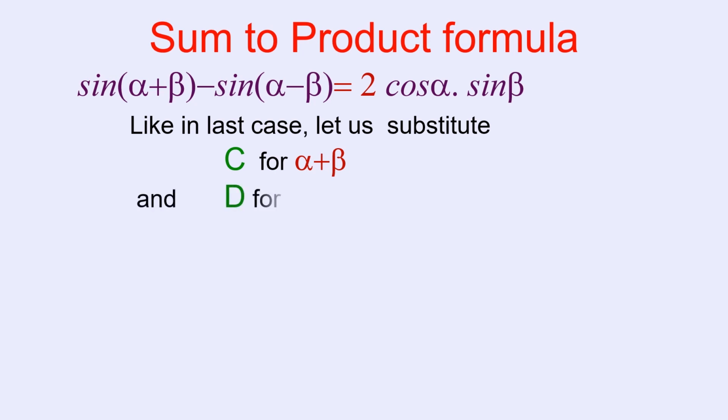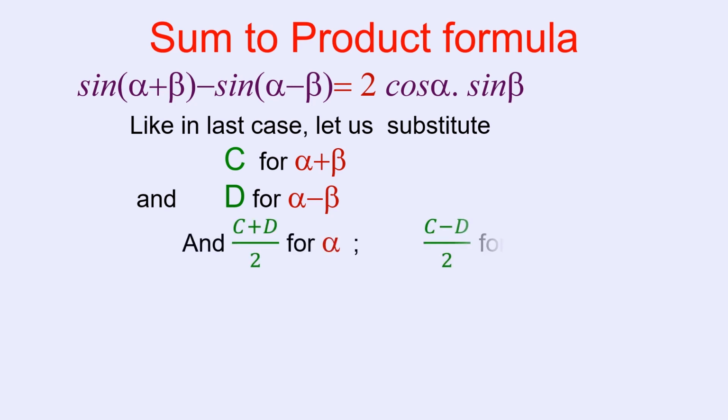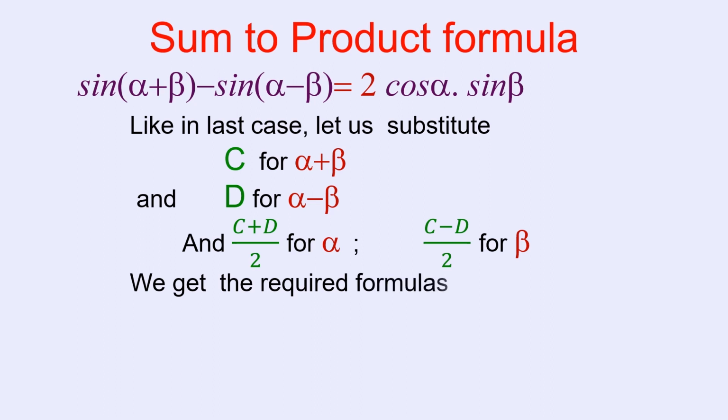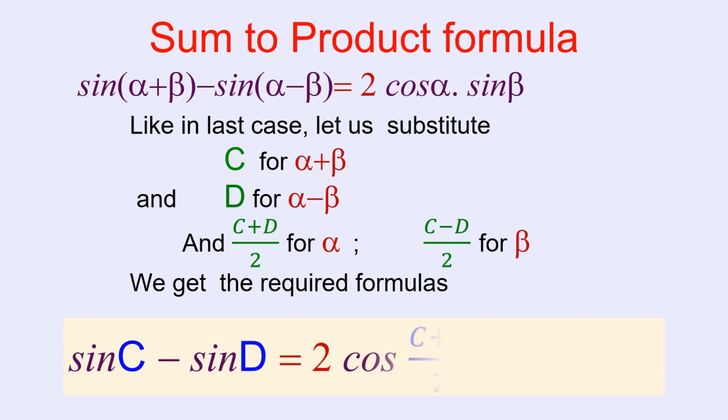Like in the previous case, we substitute c for alpha plus beta, d for alpha minus beta, half of c plus d for alpha, half of c minus d for beta. We get the required formula: sine of c minus sine of d equals 2 times cosine of c plus d by 2 into sine of c minus d by 2.